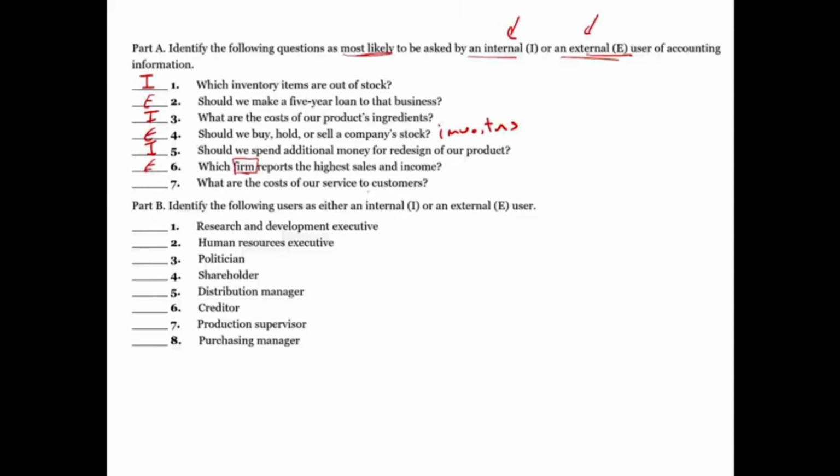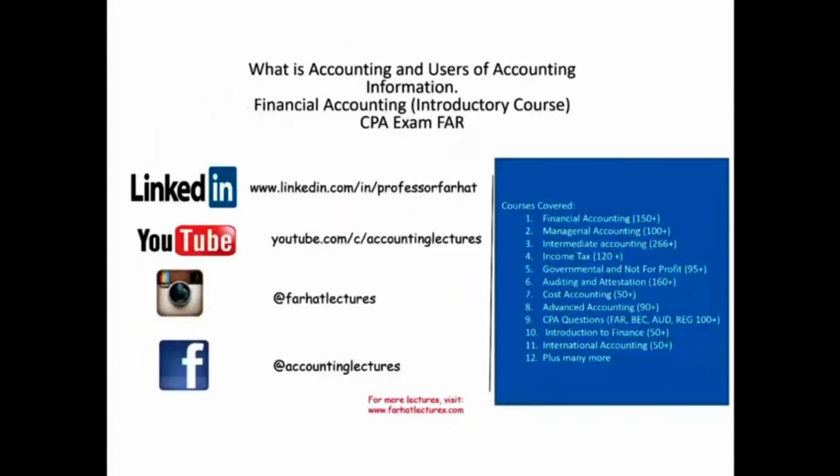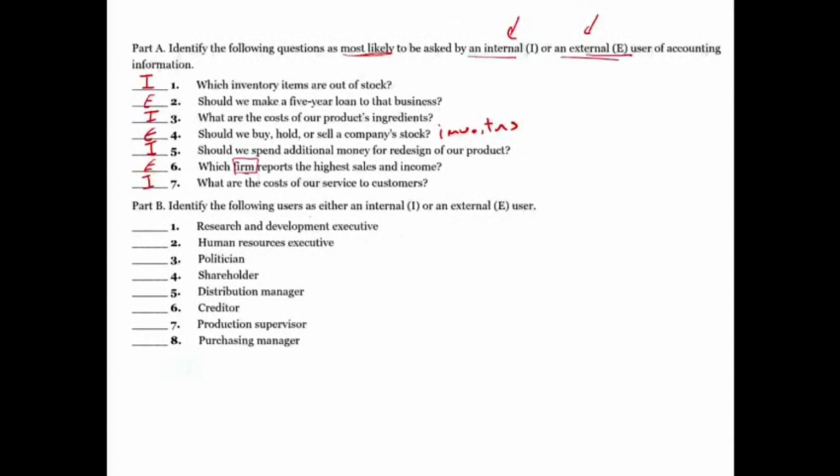What are the costs of our services to customers? How much does it cost to serve one customer? Well, that's a budgeting decision within the company. Those are internal users. B, identify the following users as either internal or external. R&D executives. Well, that's internal because research and development help the company create new products. Human resources executive. Same thing, internal. They help hire, train, fire people.